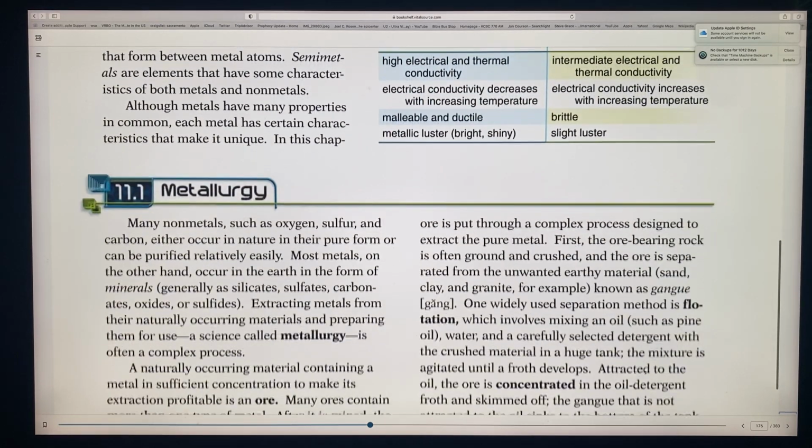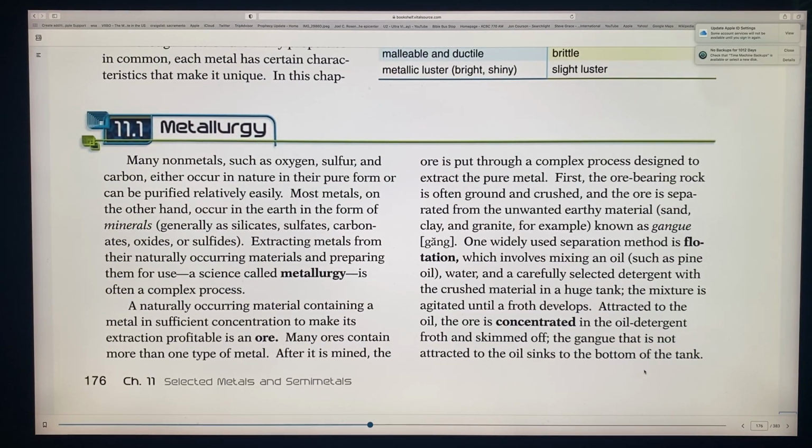So let's go into 11.1, which is metallurgy. What is metallurgy? Have you heard that name before? Well, the definition is that it's a complex process to extract metals from their source. Going through this process, you actually have to get the metal ore out of whatever other minerals are keeping it together, or that it's in.